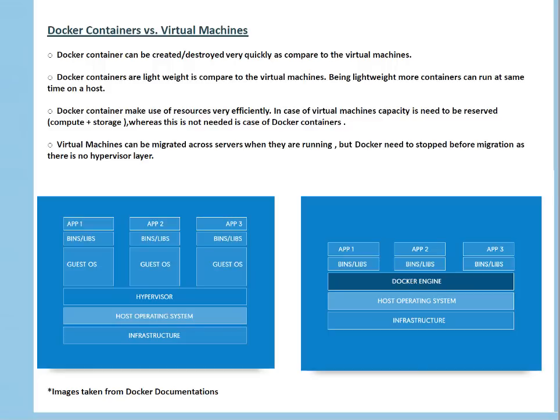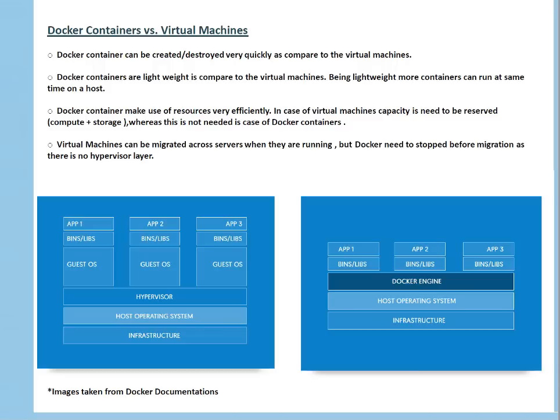In case of virtual machines, capacity needs to be reserved. If you remember, whenever we create a VMware virtual machine, for example, we allocate 2 CPUs, 4 GB RAM, something we are reserving, right? But in case of Docker, that's not a constraint. So let's say again, a benefit of Docker.